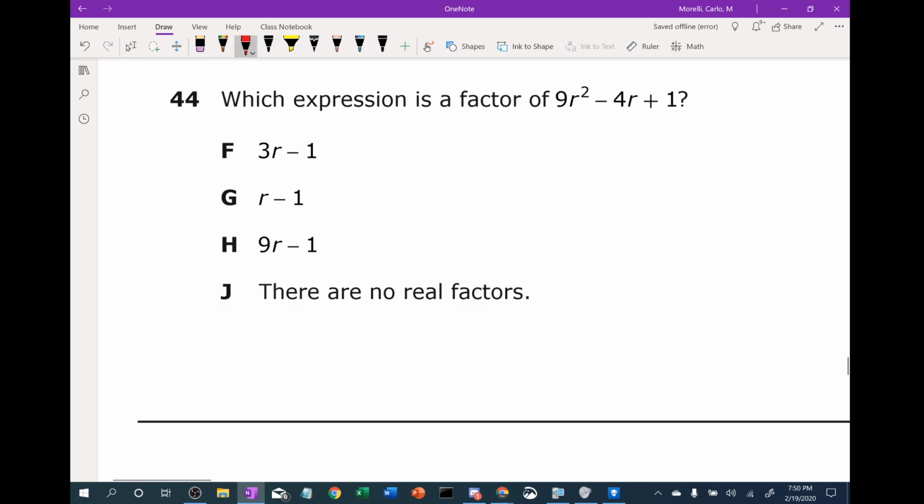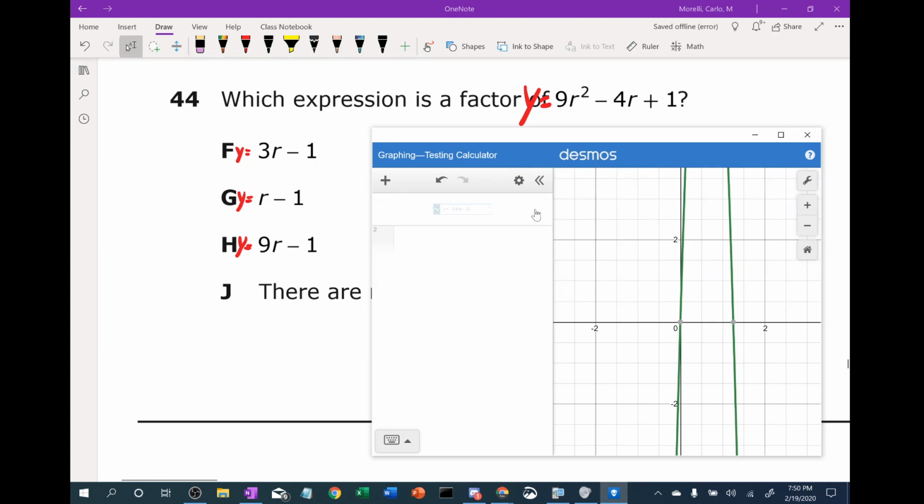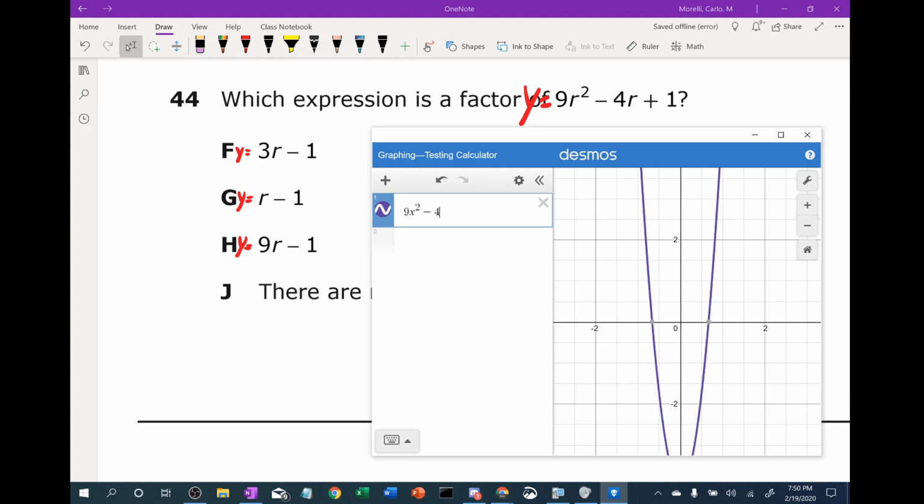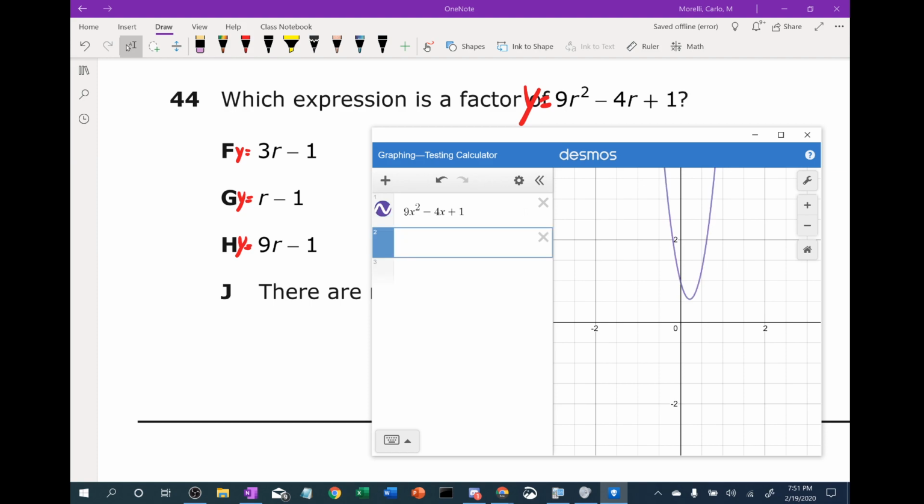Because we're not actually trying to find an equivalent expression. We're just trying to find a factor. So we're going to write y equals in front of all of these, and we'll also write y equals in front of this. So we're going to jump into Desmos. And we'll type our equation out that they give us, which would be 9x squared minus 4x plus 1. I've just replaced the r's with x's. Okay. And then we'll type in 3x minus 1.